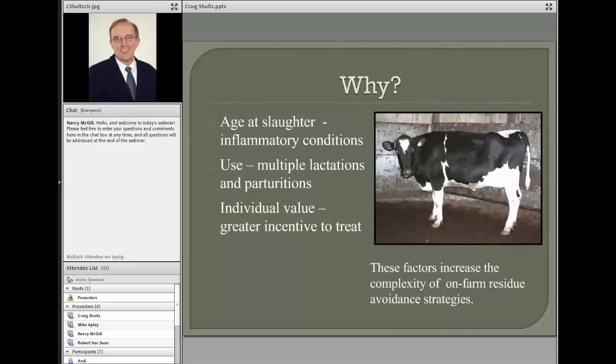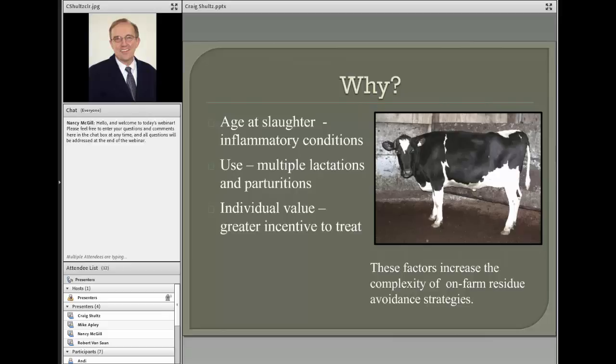Well, one, the age at which dairy cows are slaughtered. Many of them are in advanced age. The way we use them, the multiple lactations and parturitions that cause them to be subject to a number of inflammatory conditions, mastitis, metritis, metabolic conditions like abomasal disease. All of these are potentially associated with animal drugs and animal drug use and the potential for violative residues.